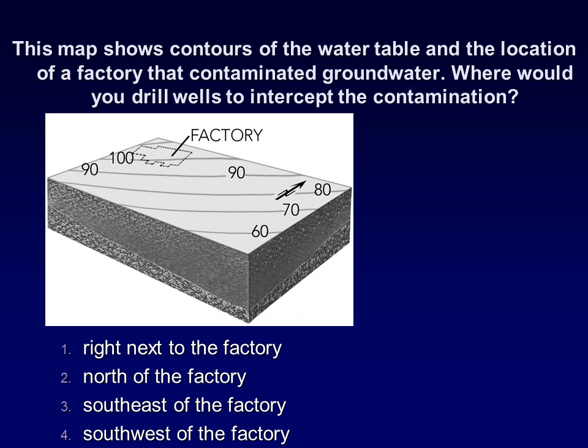The map shows contours of the water table and the location of a factory that contaminated groundwater. Where would you drill wells to intercept the contamination? If you said number 3, southeast of the factory, you would be correct.